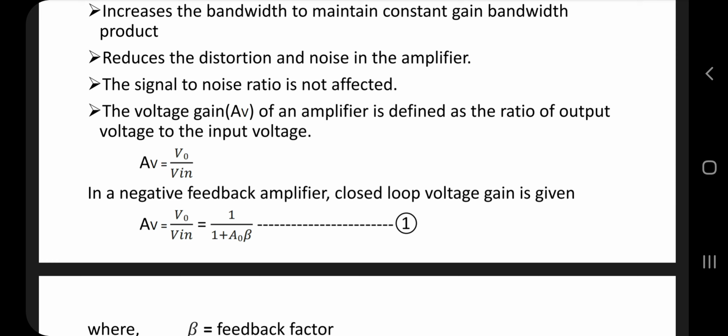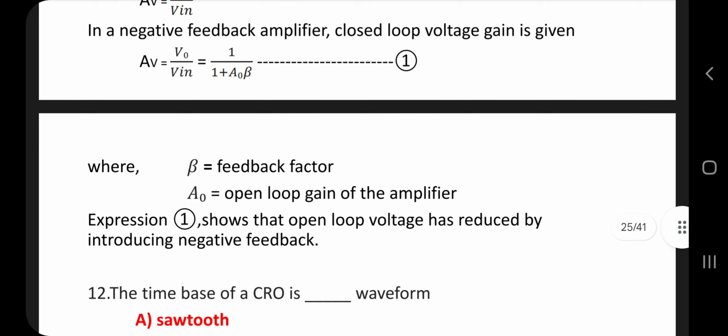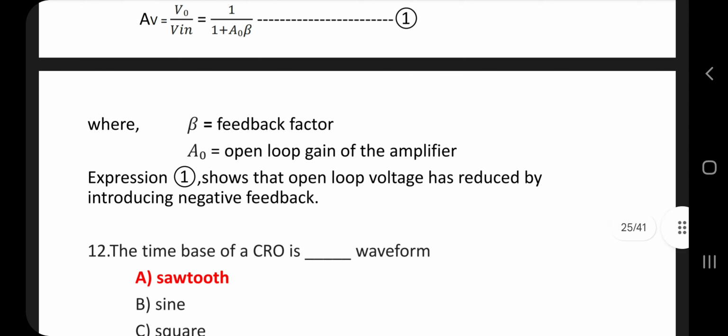In a negative feedback amplifier, closed loop voltage gain is given by AV equal to V0 by Vin, which is equal to 1 divided by 1 plus A0 into beta, where beta is the feedback factor and A0 is the open loop gain of the amplifier. From this expression, it shows the open loop voltage gain has reduced by introducing negative feedback. When the 1 plus A0 beta term increases, AV decreases.